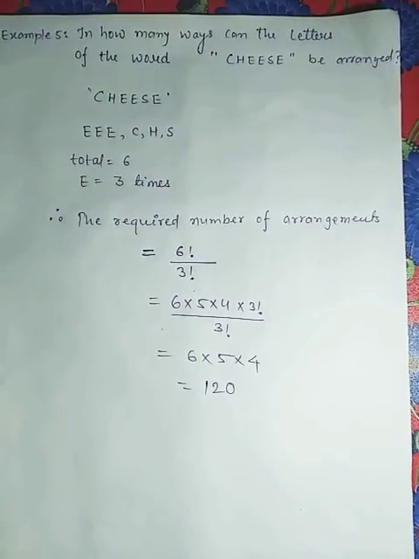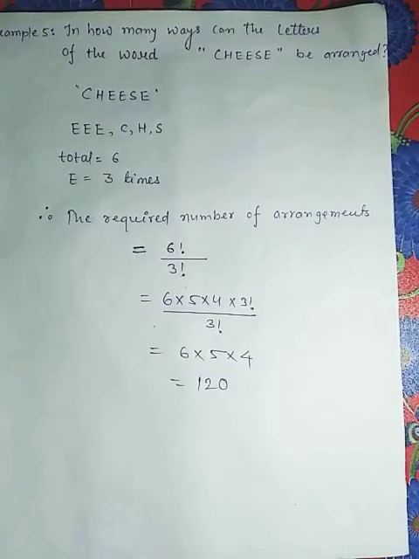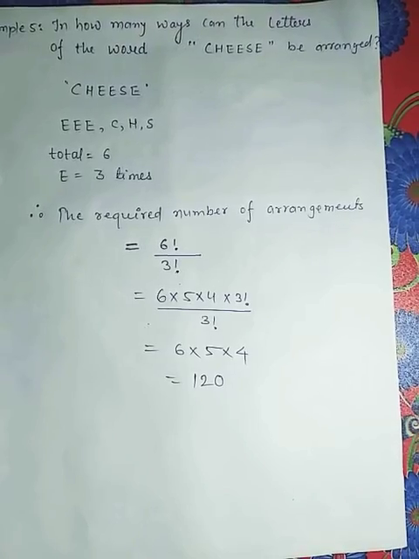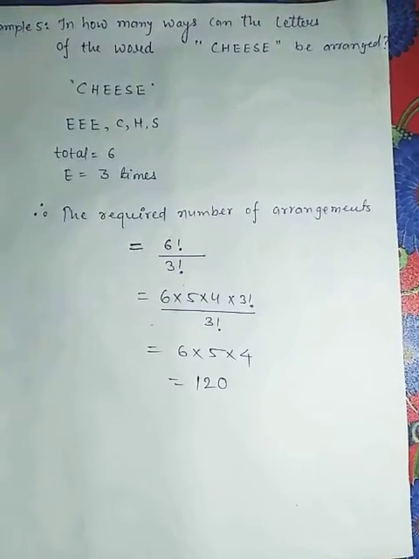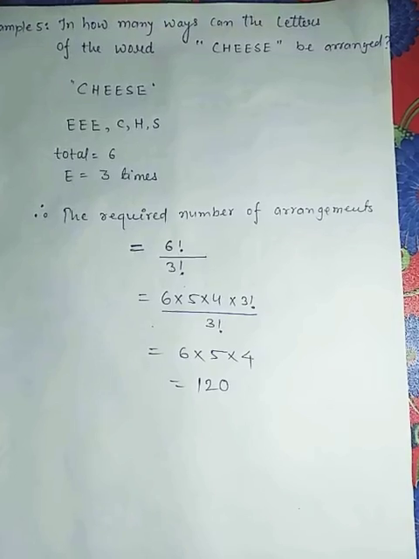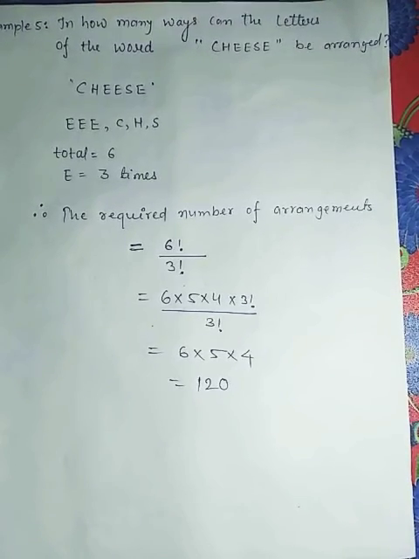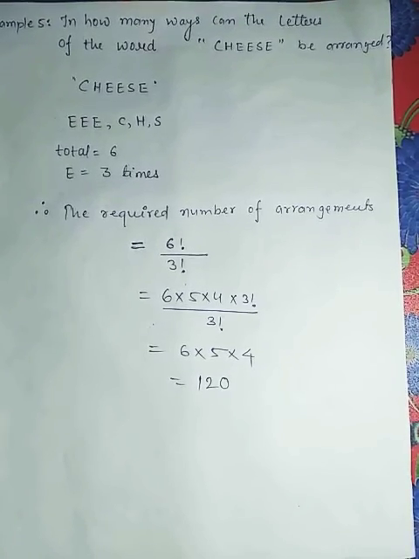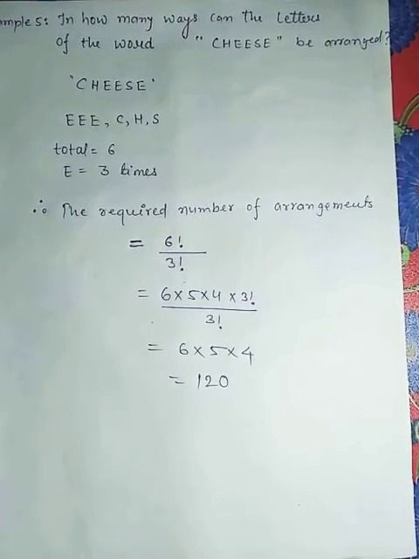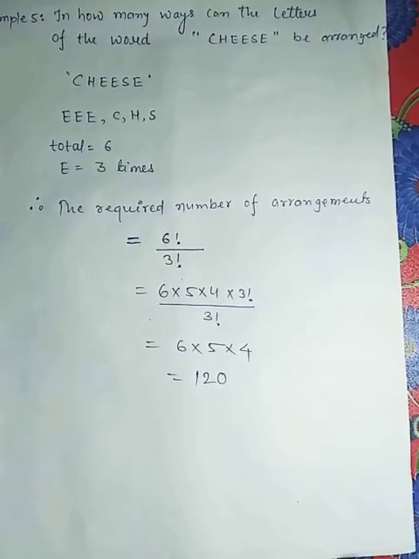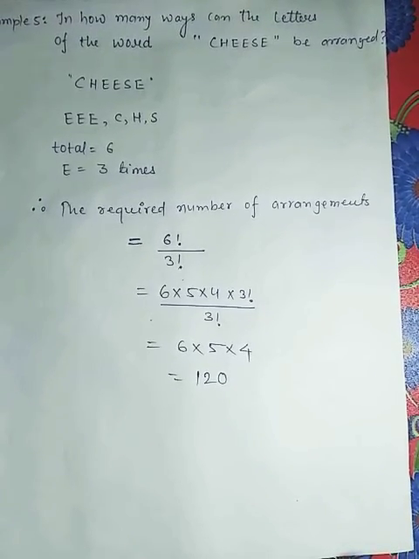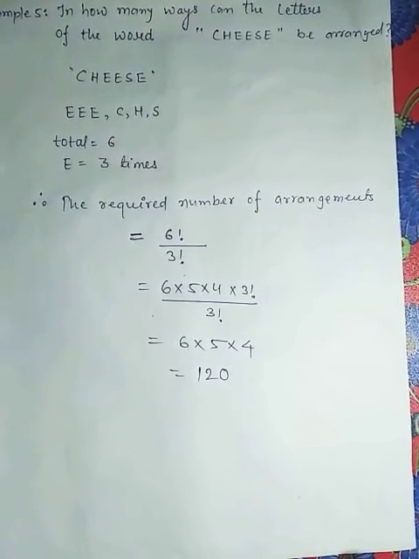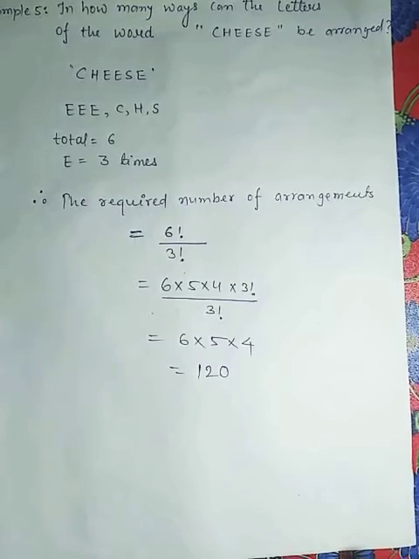Example 5. In how many ways can the letters of the word be arranged? Total letters is 6. E appears 3 times. Therefore, number of arrangements equal to 6 factorial upon 3 factorial, and after simplifying we get 120.